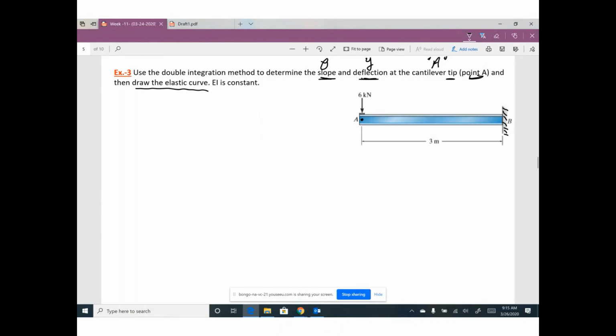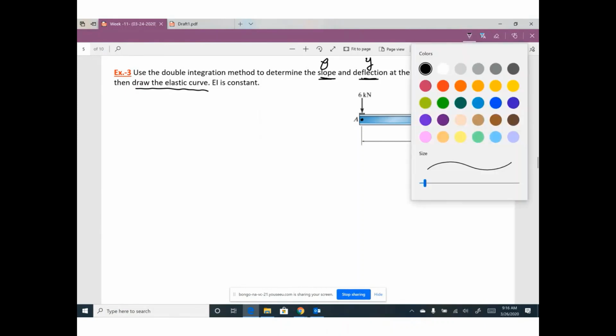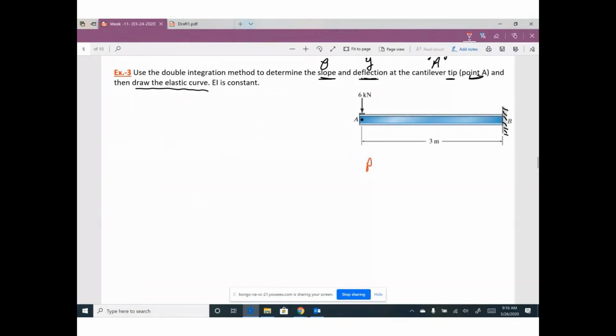Let's start. Our first step, reactions. I think we have a vertical reaction here. We have a horizontal reaction here. And we have a concentrated moment here. If you apply summation Fx equals 0, the horizontal one will be 0. If you apply summation Fy equals 0, the vertical one will be 6 kilonewton. If you take moment at support B equals 0, assume this direction is positive, I think this moment will be 18. So I can figure out the reactions.